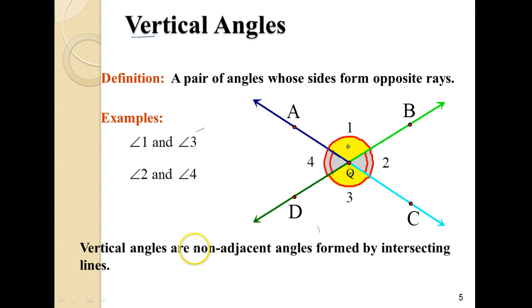The vertical angles are non-adjacent angles formed by intersecting lines. As you can see, they're not next to each other. Angle 4, which is this one, and angle 2, they're not next to each other. They are actually facing each other. Like I said, I call them the kissing angles, and also they form a V, so they will be vertical angles. Another thing to remember is that vertical angles are congruent.